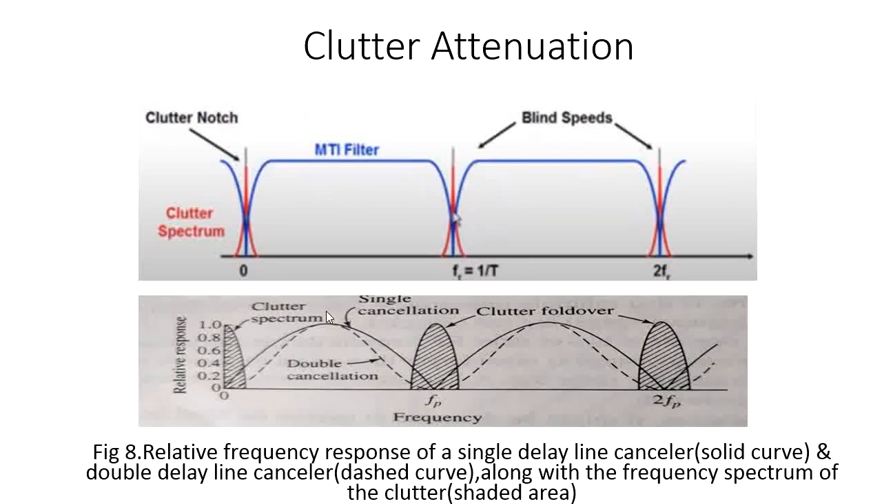But in the practical case, the clutter spectrum is represented as a spectrum here. The shaded area is what we call the clutter spectrum. The job of the MTI radar is to discard this clutter spectrum from the echo signal. How can we remove or discard it?